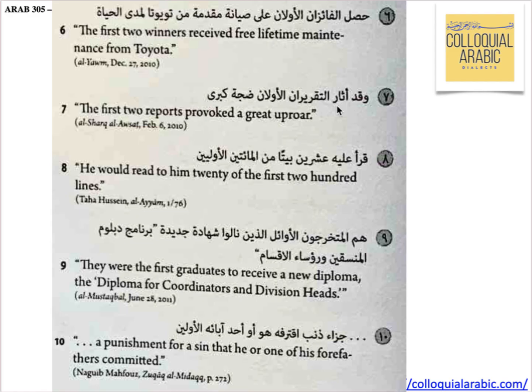Wa qad athara taqrirani al-awwalan zajja kubra. Zajja, an uproar, to make a cry, to shout. So the first two reports, taqrirani, two reports, al-awwalan, the first two reports generated or provoked a greater uproar.